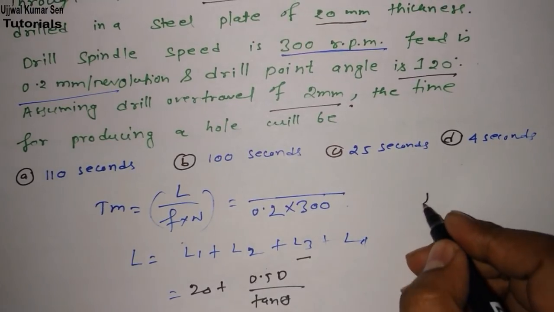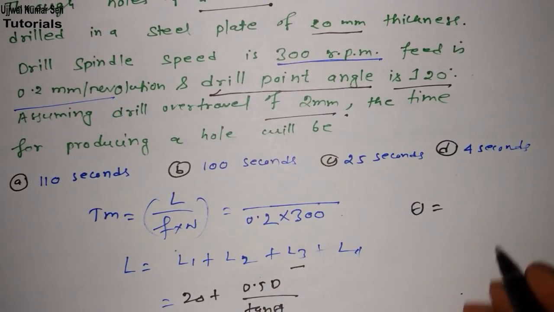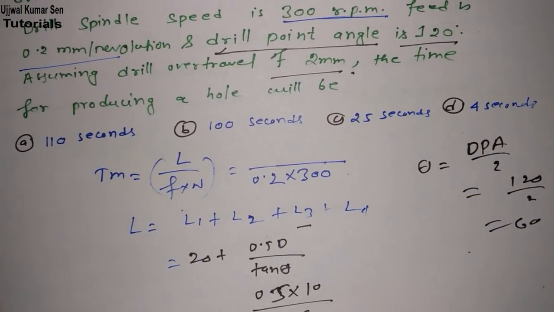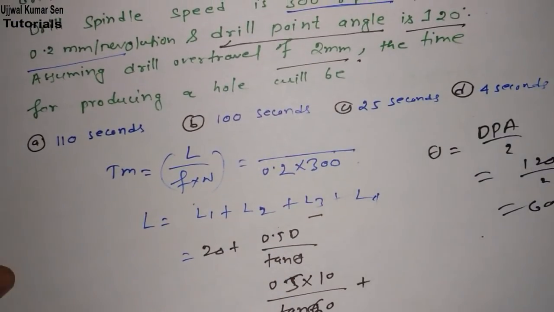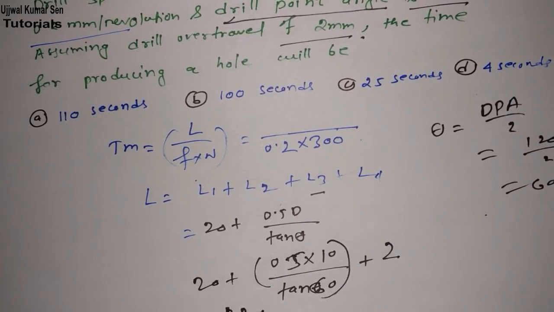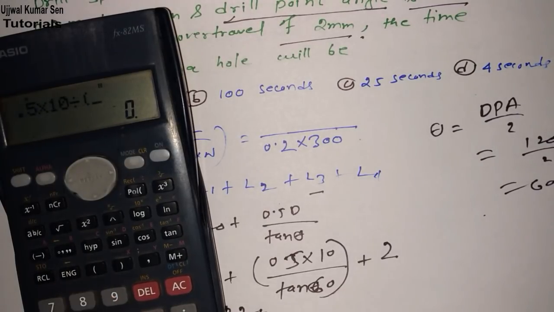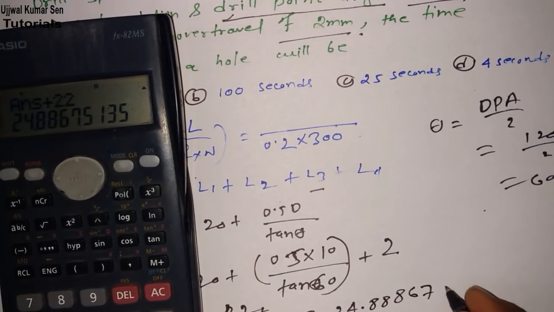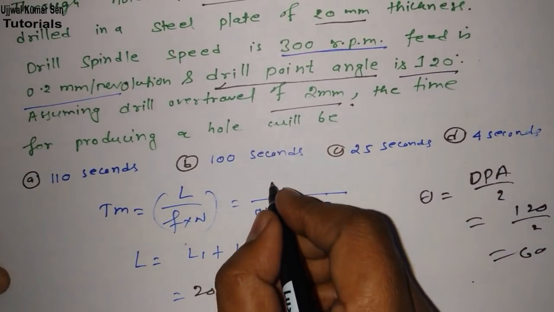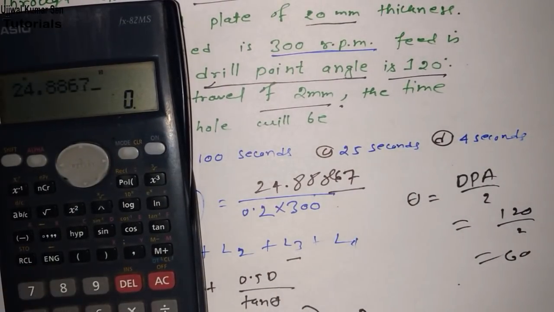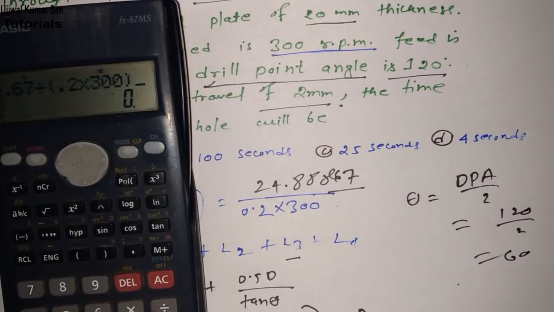We need to find out theta, and theta is equal to the drill point angle, DPA by 2, that is 120 by 2, that is 60. So here just put 60 and get the answer. And over travel we have been given 2. Okay, so after calculating this, we just need to add. So 0.5 into 10 divided by tan 60 is this, plus 22, is equal to 24.88867. Okay, this is the length of travel by the tool. So 24.88867, right? So we have 24.8867 divided by 0.2 multiplied by 300. So how much are we getting here?